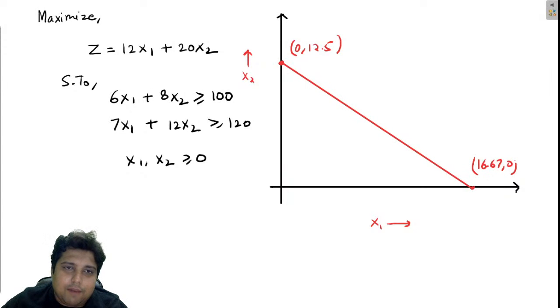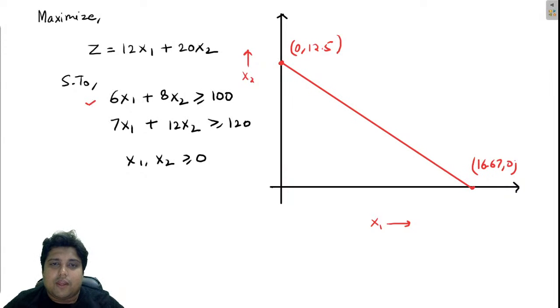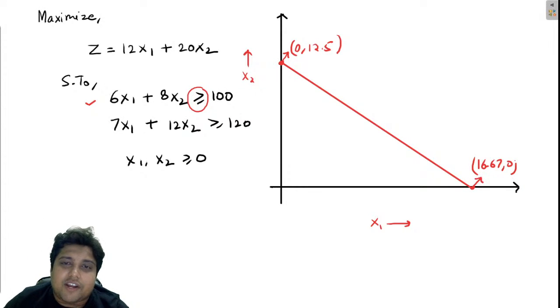Remember, I have marked this line with red color. And guys, you can clearly see that there is a greater than equal to sign here, which means all the points above this line are also the feasible solution for this constraint.